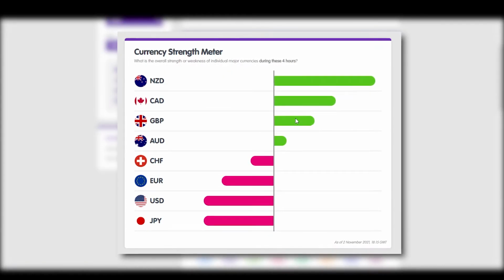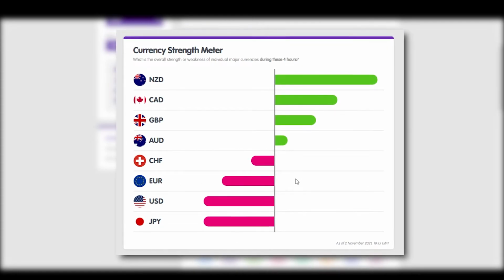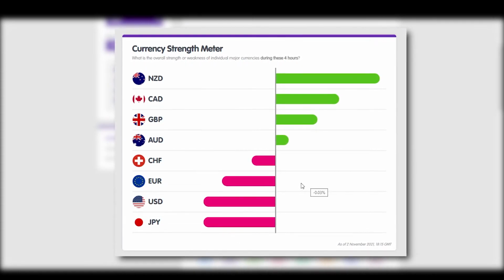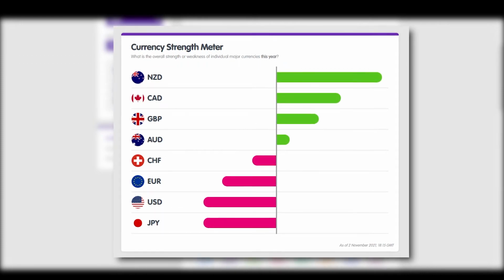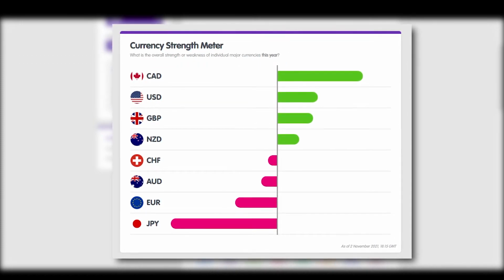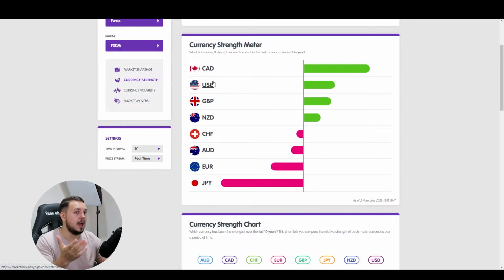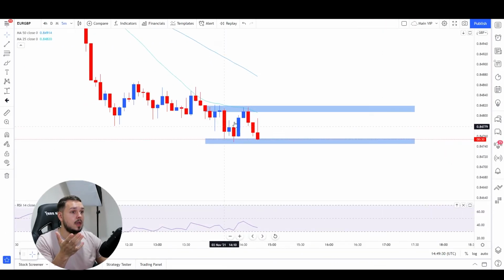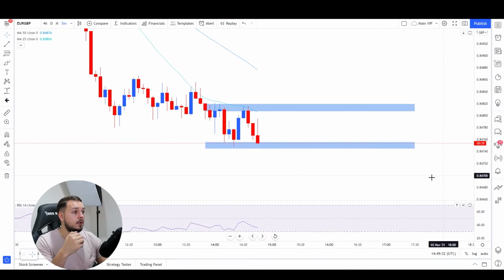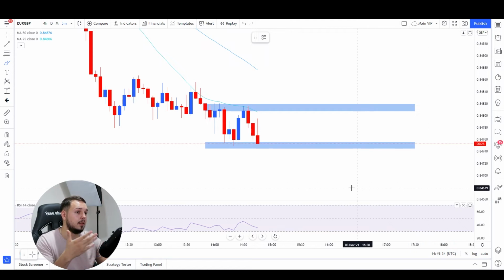We can also use the currency strength meter. As you can see, GBP is positive, euro is negative, which means very likely the currency strength will continue to move down. We can even have a look at the time interval of 1 year, and we can see that CAD, US dollar, and GBP are the top 3 currencies performing well this year, and euro is pretty much at the bottom, which is likely going to cause a crash towards the downside, and the overall trend will continue to move down.